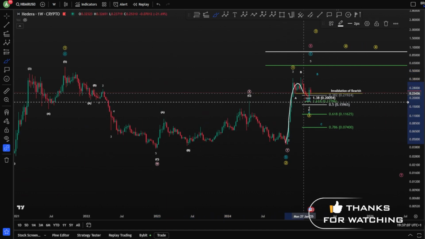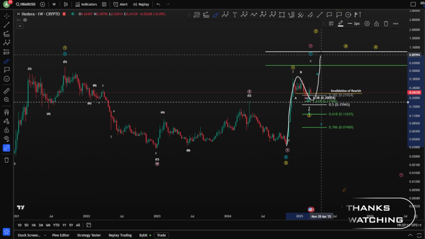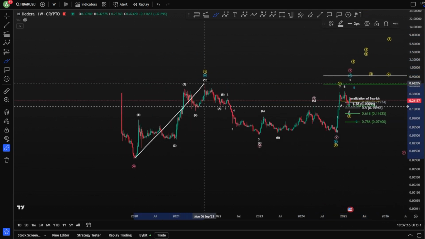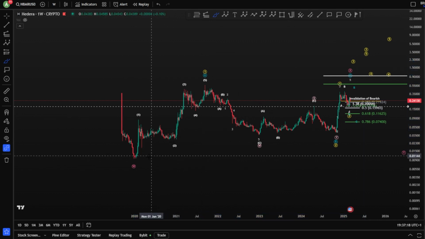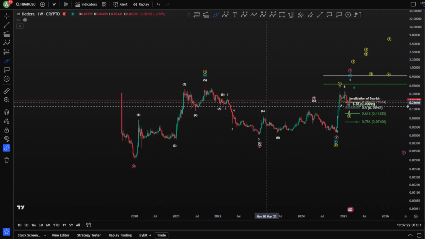After this, you would like to see a move toward the upside where we have a 1, 2, 3, 4, and 5 continuation higher in case we are in an A, B, and a C, or in a 1, 2, 3, 4, and a 5 for even higher prices.